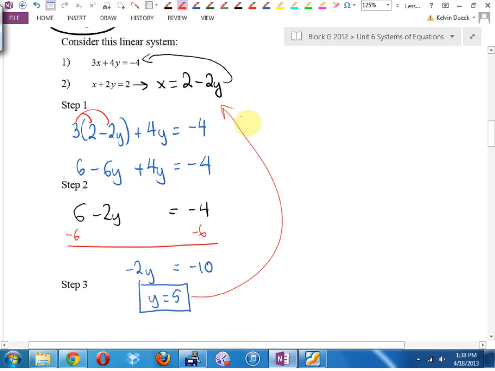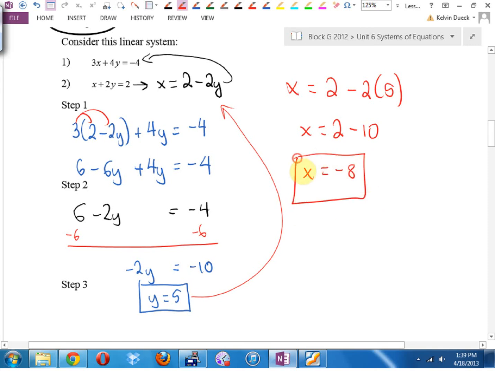And we went x equals 2 minus 2 times 5. And Brendan told us that x equals 2 take away 10. X equals -8. Karin, what's x? What's y?